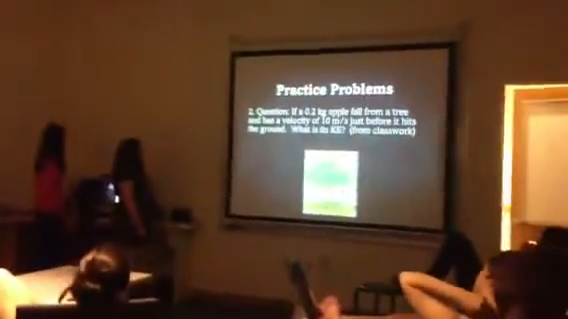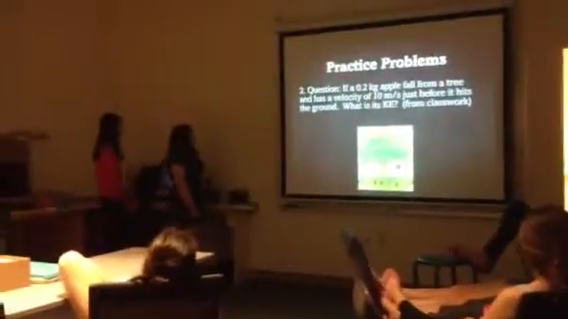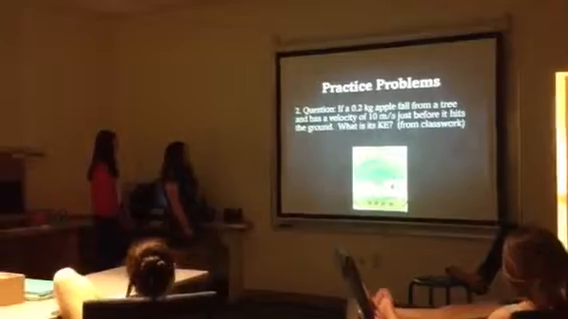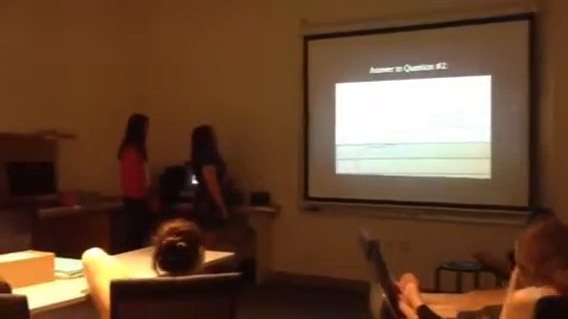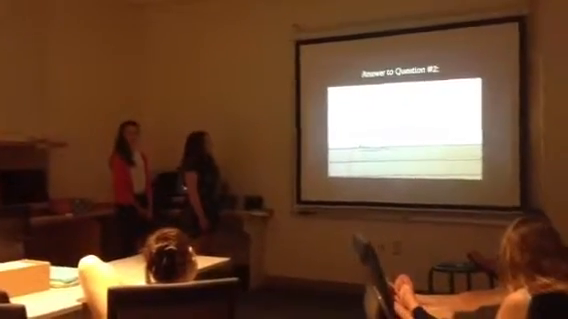So the velocity would be 10 meters per second just before it hits the ground. Why is it negative? Because it's falling downwards. Doesn't it change the answer when you square it? Yeah, because when you square the 10, what happens to the negative? It disappears.